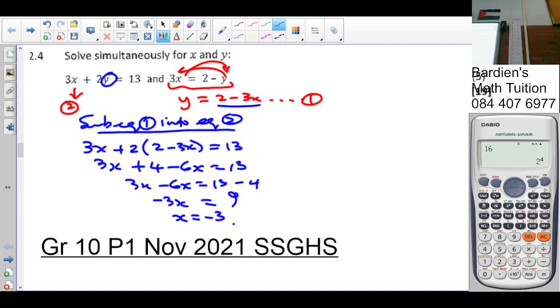Is that correct? So what do we do with that? Substitute this back into equation 1. Y into equation 1? Because already we have y as the subject of the formula. So therefore, y is equal to 2 minus 3 into negative 3, which is 11.